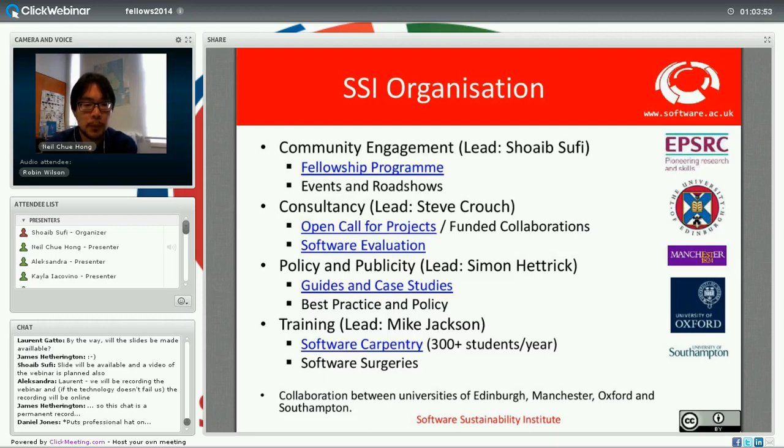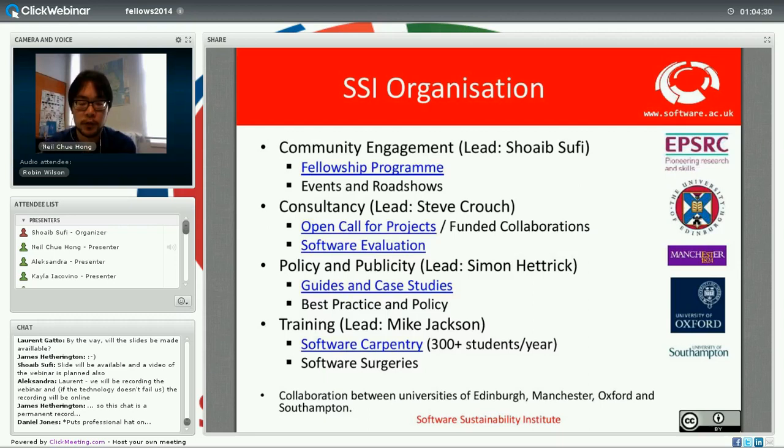We have a policy and publicity team who create guides, identify case studies which are published, success stories, and also campaign in different areas where we believe that there needs to be more movement and more activity. And finally, we also undertake training. As I said, there is still a gap in many cases between the understanding and the experience and the skills and the people who need to use them. So we have a number of different courses that we provide to help bring people up to some foundational level across a wide variety of different software-related topics.